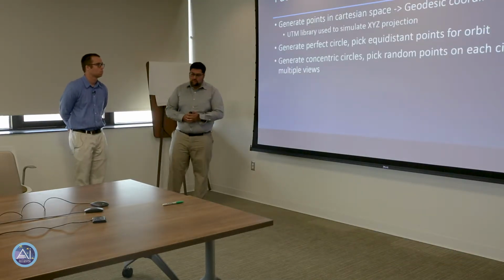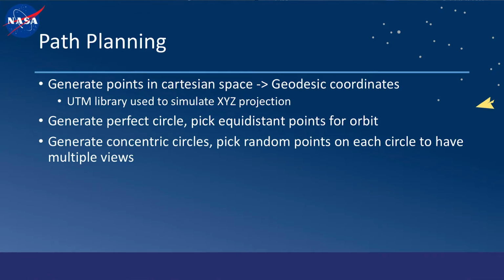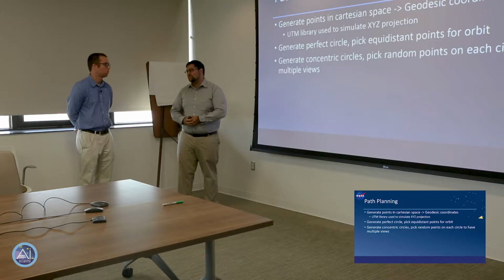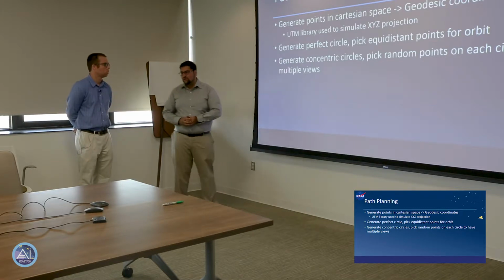So path planning, this was interesting because originally when we started doing our testing, we would open up Google Maps and start putting drop points and saying, let's have the drone fly here, here, here. That's not very accurate and it doesn't look nice on a map. You don't get perfect circles that way.